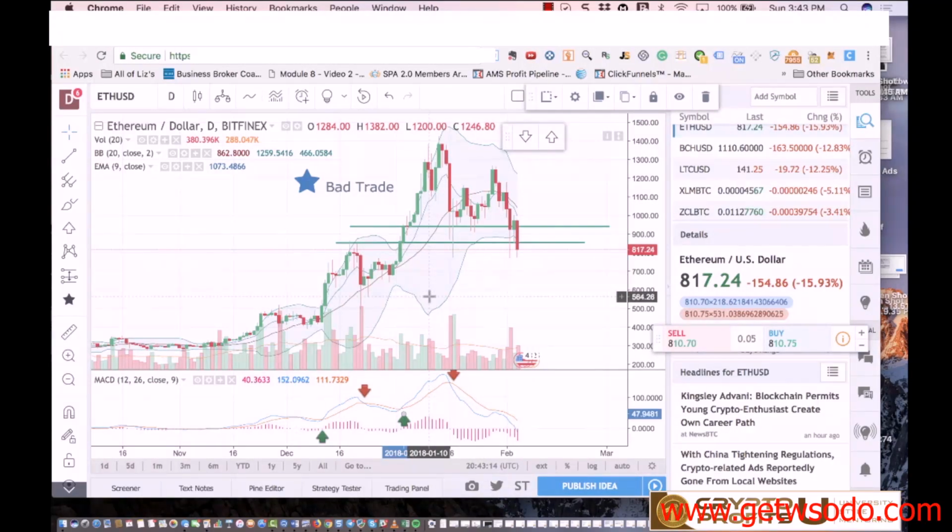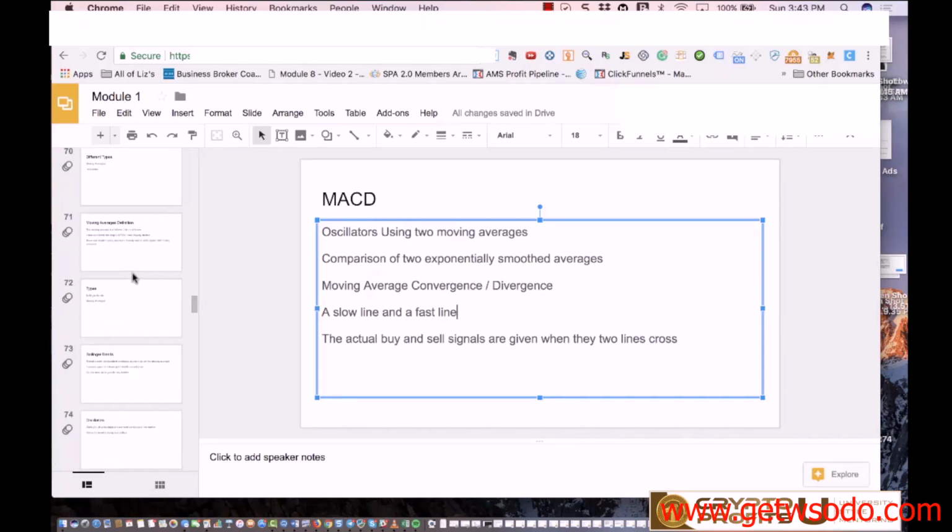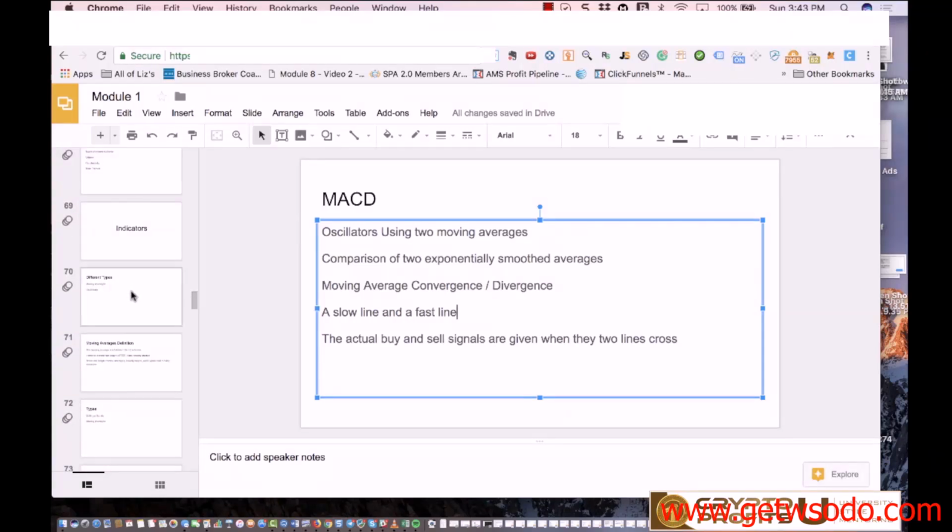Just remember there's two types. The momentum oscillators, which give you an idea which way they're going. We covered those. And then the moving averages, which show you after the fact that a trend is in place.